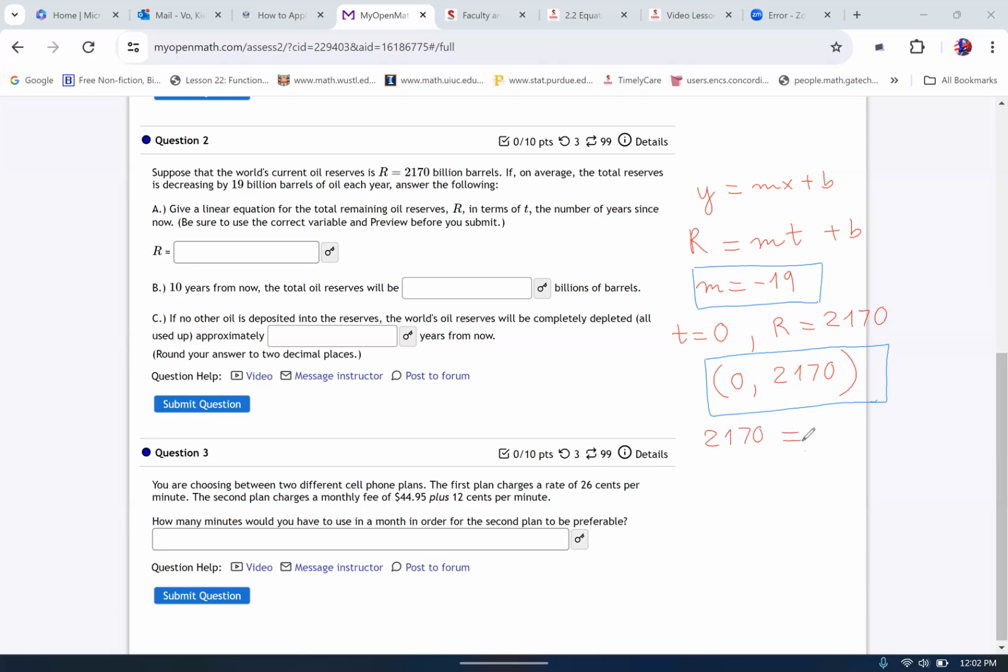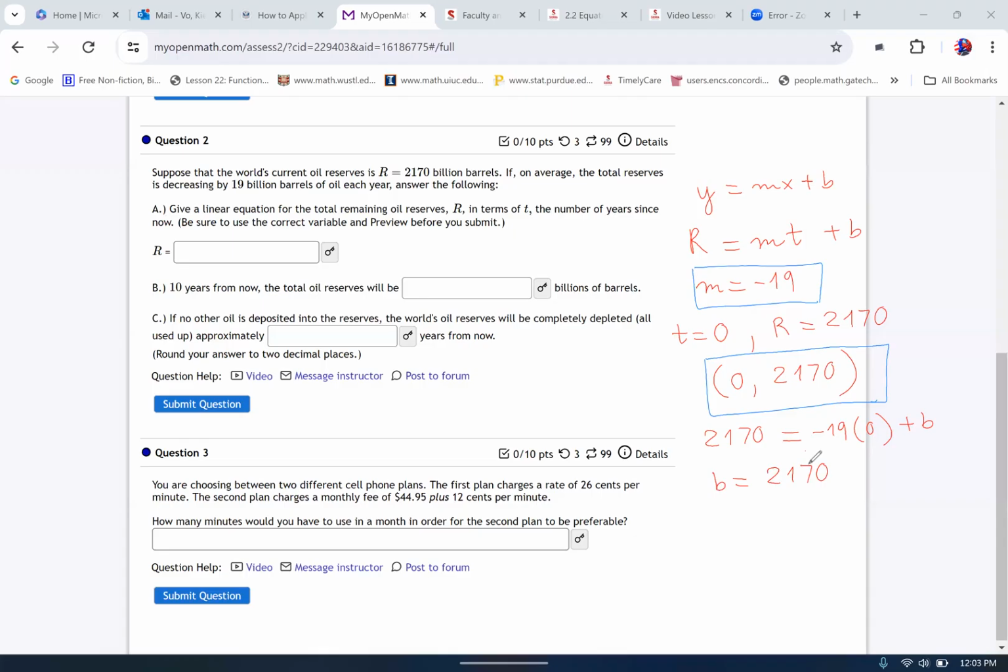R is going to be equal to M, which is negative 19, times T, which is 0, times 0, plus B. Okay, so doing this math will help me find the B. Well, negative 19 times 0 gives me 0. So I get B is equal to 2,170.